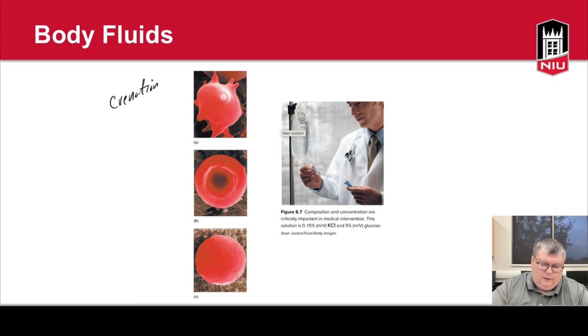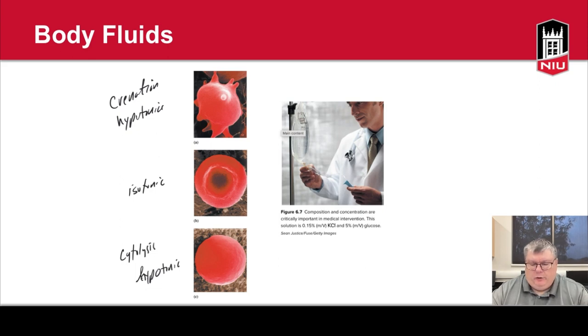If it's isotonic, you get normal red blood cells. Everything's cool. If it's hypotonic, you get cytolysis, or the blood cells will swell up and burst. You can see how this blood cell doesn't have the typical dark red dimple here because it's swollen with fluid.